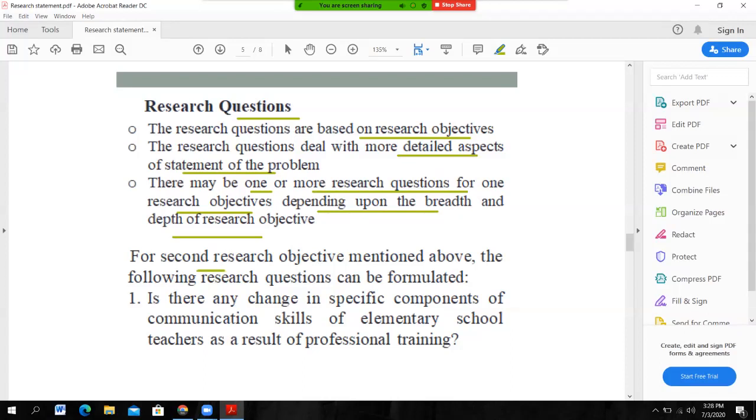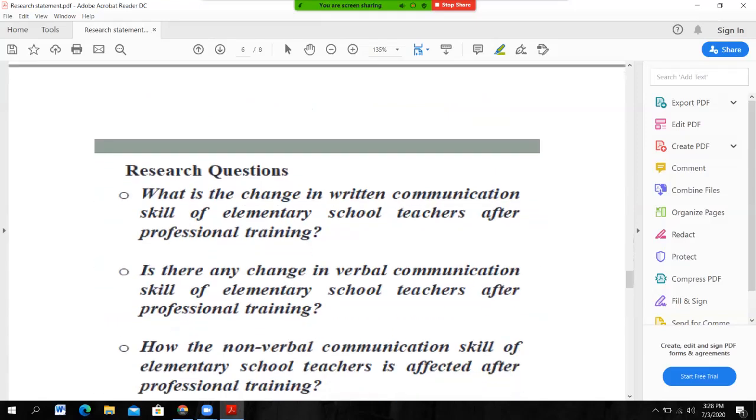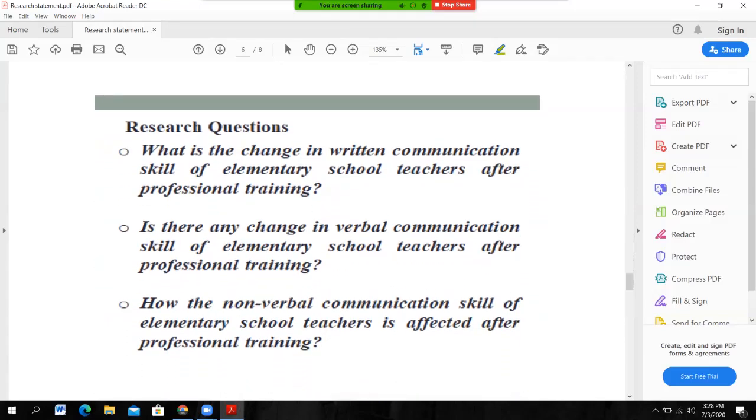So for the second research objective mentioned above, the following research questions can be formulated. For example, is there any change in a specific component of the communication skill of elementary school teachers as a result of professional training? Or we can also formulate a research question like, what is the change in written communication skill of elementary school teachers after professional training? It means that after getting professional training, what changes in the written communication skill of the elementary school teacher resulted?